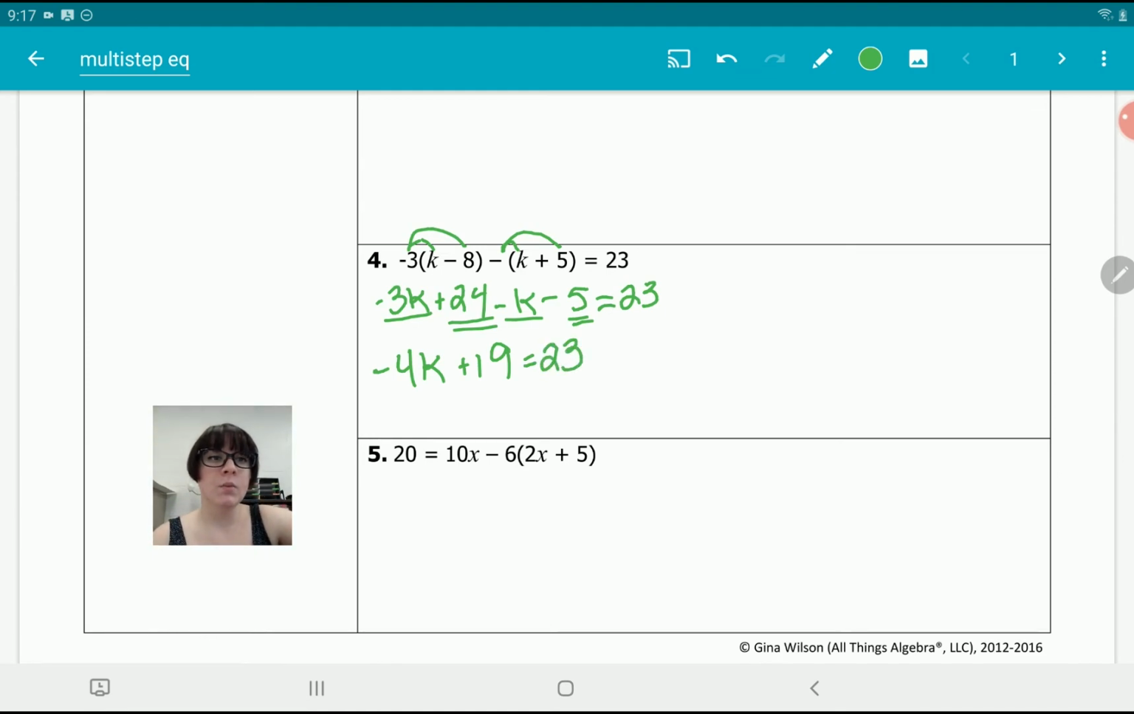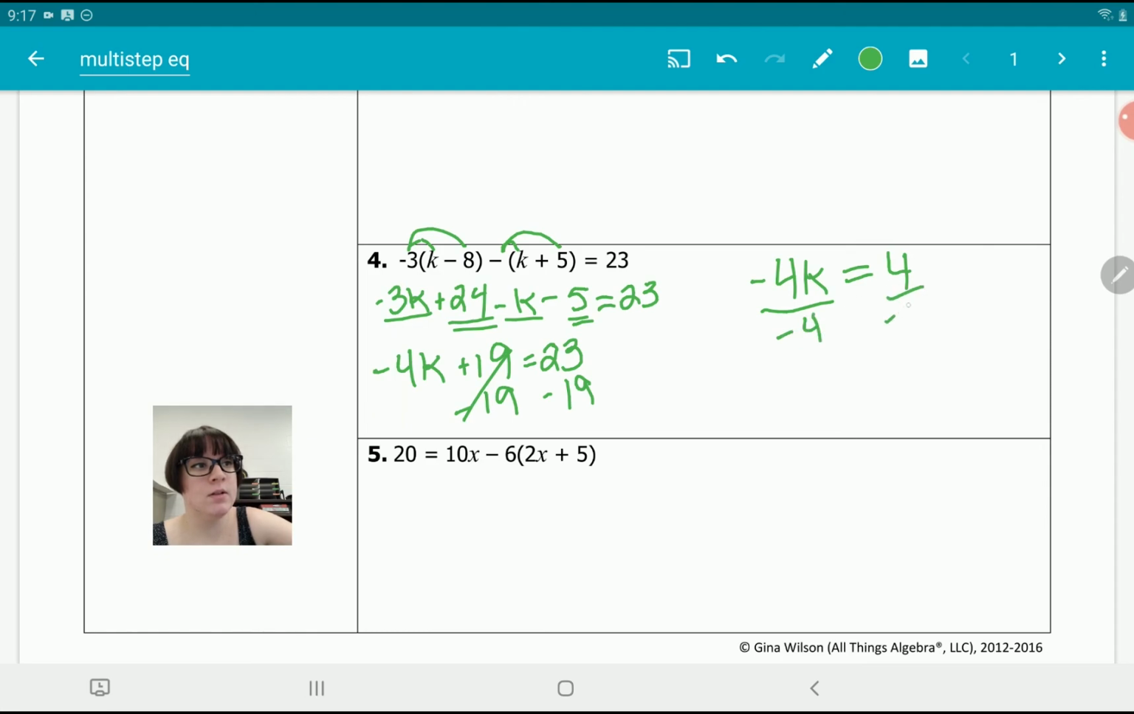We need to get k on its own now, so we're to the point to where we're solving. So we need to get rid of this plus 19. We'll subtract 19 from both sides. We're still going to have this negative 4k on this side. 19 minus 19 is going to cancel out. Equals 23 minus 19 is going to give us 4. Now, all we have to do, we have negative 4 times k, so we're going to divide by negative 4 because it's multiplying. Those are going to cancel out. Again, remember, make sure you cancel out the negatives just to give us k. And that's just going to give us negative 1.